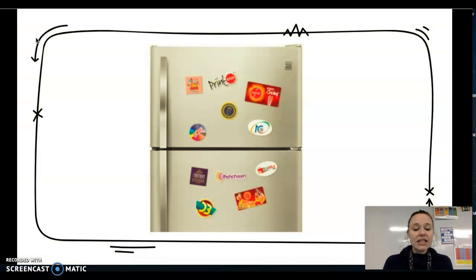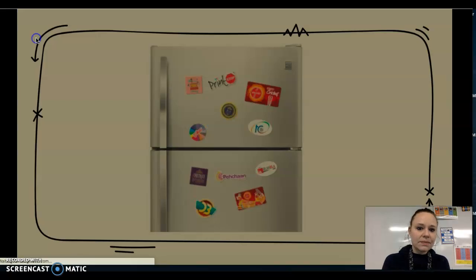So if we look at this fridge here, what do we see? What do you notice? I'm just going to give you 20 seconds to think about what you notice about this fridge. So you might see some magnets on your fridge. Have you ever used a magnet on a fridge? Have you ever used a magnet on something else? What makes something a magnet and what attracts them together? That's what we are going to continue to learn about.